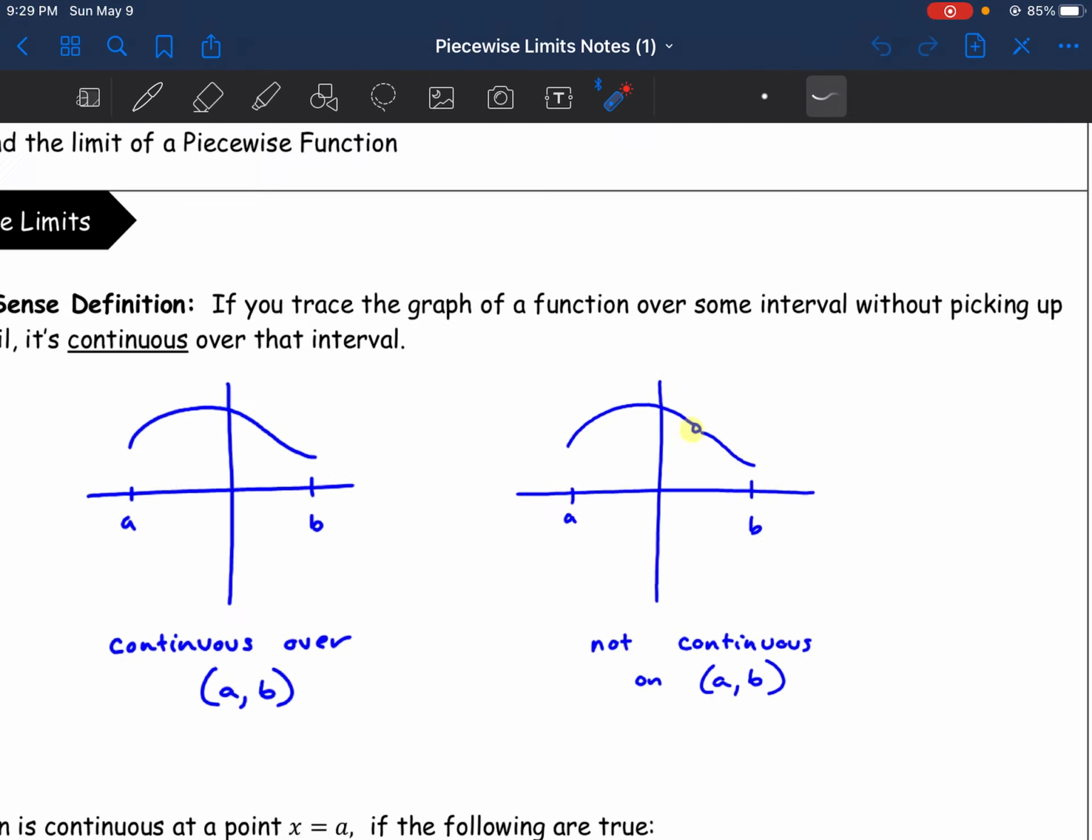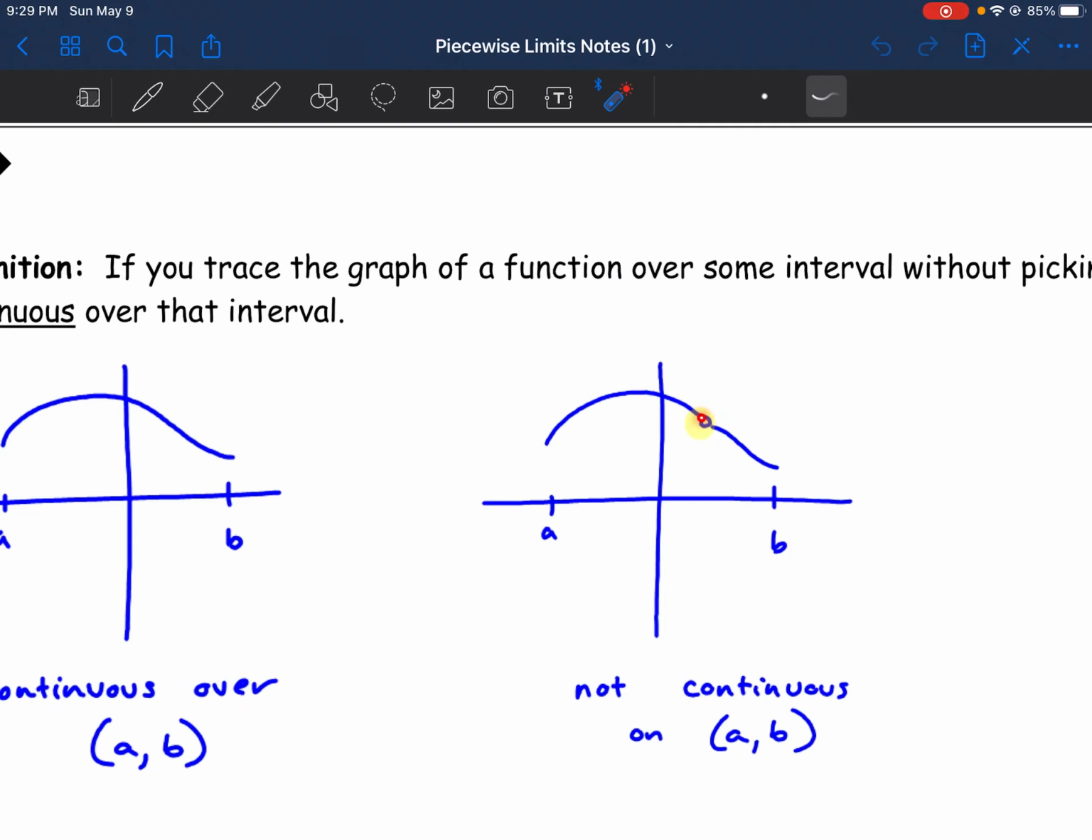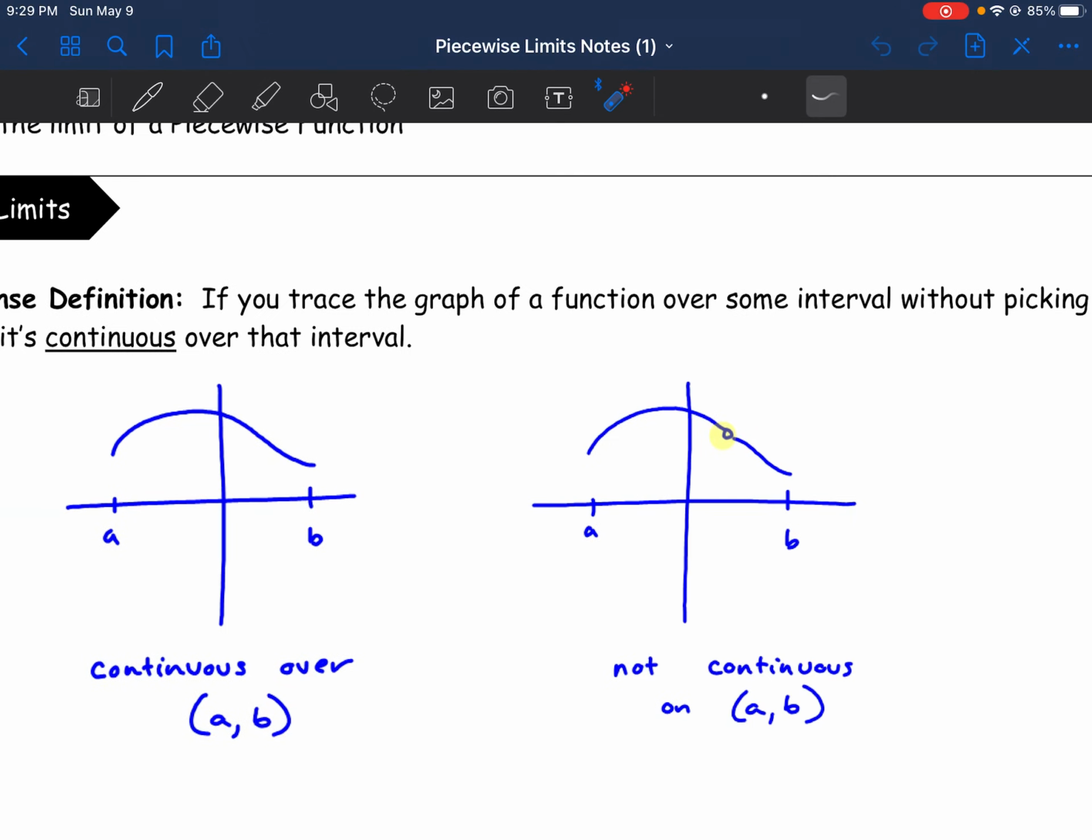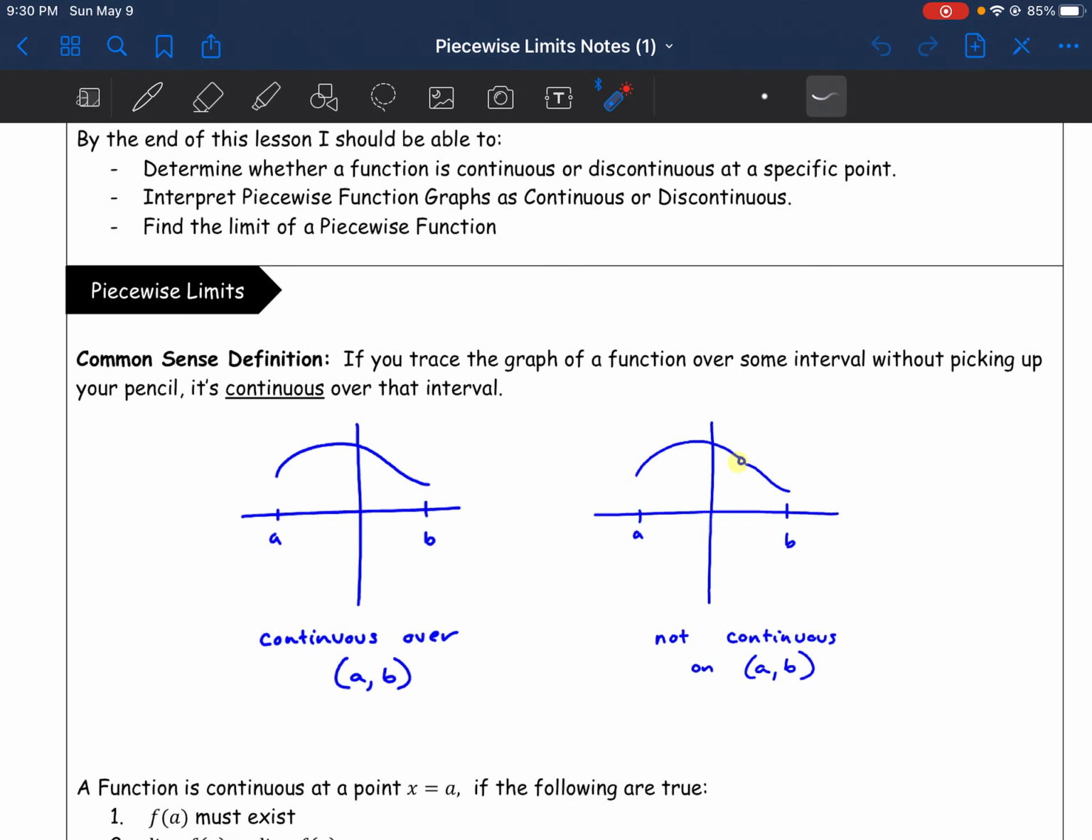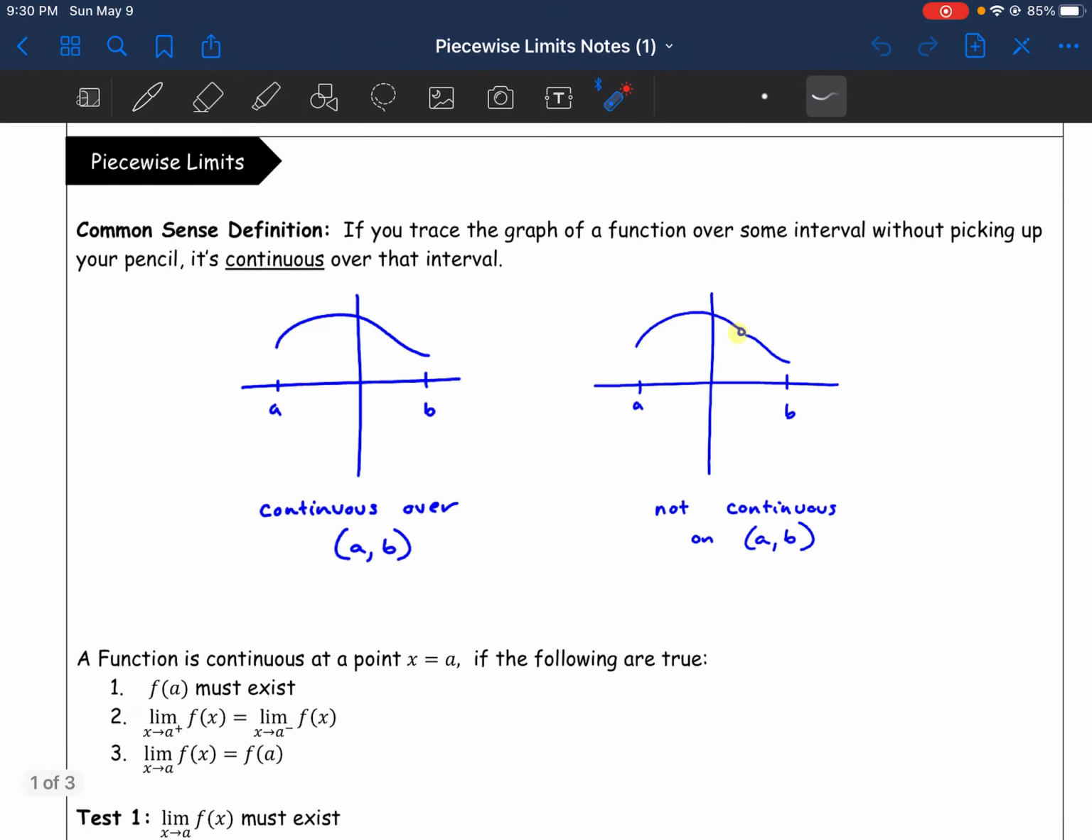However, let's consider this graph, and notice that we have a hole right here. We have an undefined value right here. Well, as I trace on this interval from a to b, notice that to go over this hole, I would have to pick up my pencil to continue. So this would be considered not continuous because the curve has a break in it. Okay, so this would be considered not continuous. This would be an example of a continuous function over the interval a to b. So that's kind of the common sense definition of continuity.